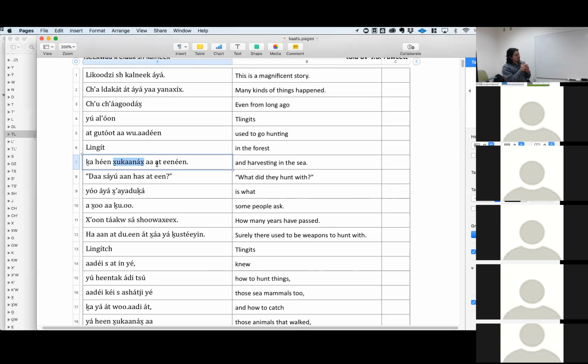I think they're really fantastic, and I'm sure a lot of these organizations are okay that we just sort of use them, right? Because this is how we get into that stuff. Dasayu an has'atin. What did they do that with? Yu'ayatuqa is what people might ask, right? Fun stuff. Okay.